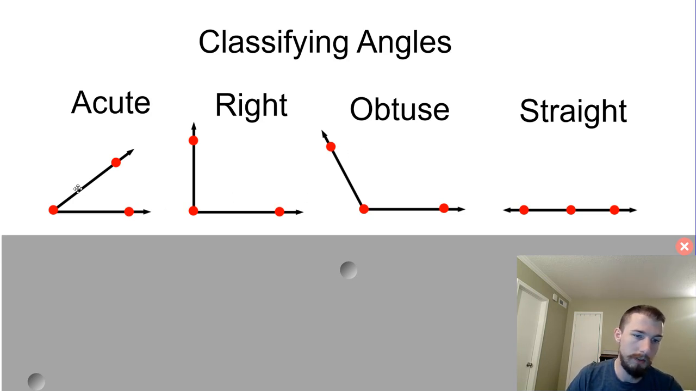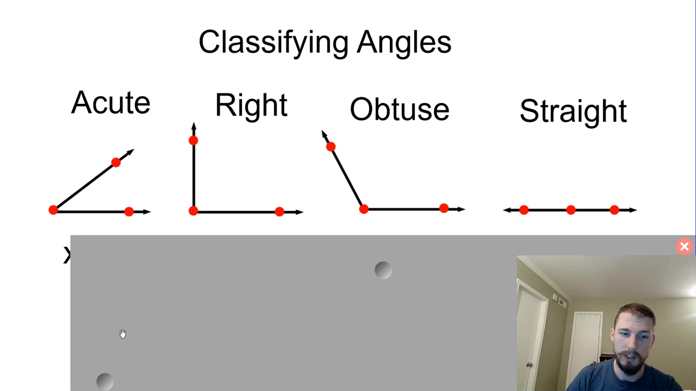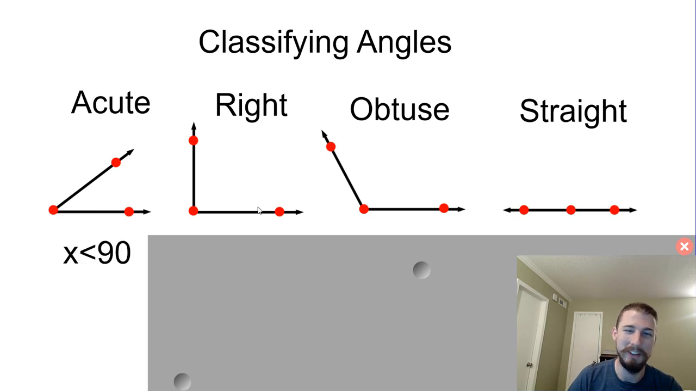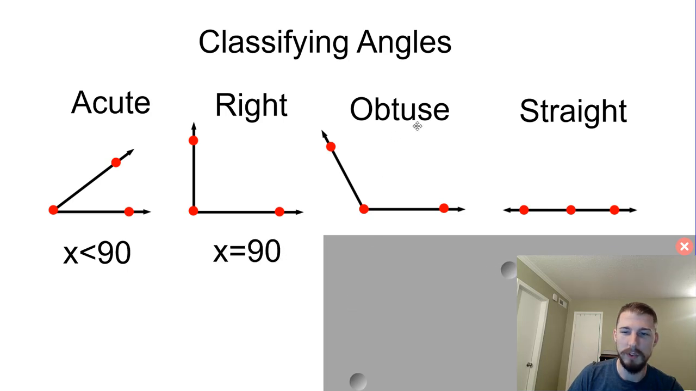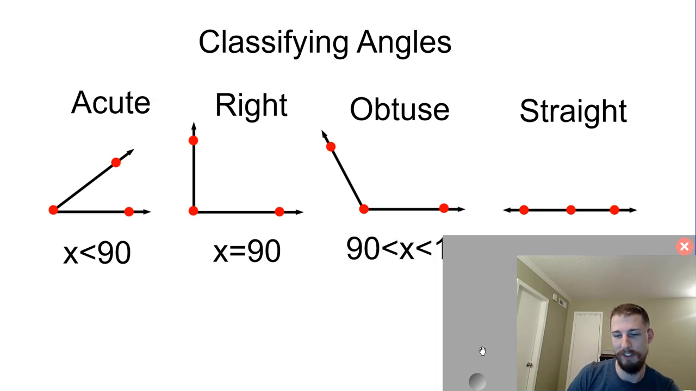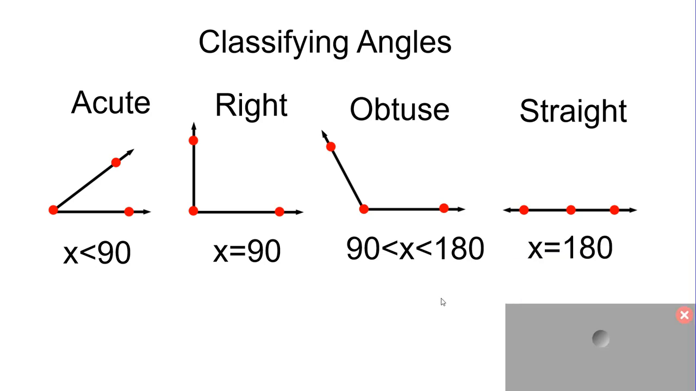So here we have an acute angle. If we notice on this one, it's going to be less than 90 degrees. Yes, that just happened. You thought I didn't watch the video. Of course I watched the video. Then we have a right angle, which is also 90 degrees. Yes, you guys are getting good at that. Obtuse angles, which are less than 180 degrees, but more than 90 degrees. Yeah, it's fun. And then straight angle, which is 180 degrees. Yes, very good. Very nice.